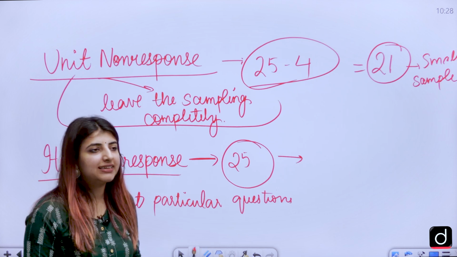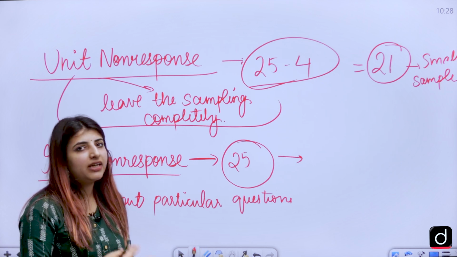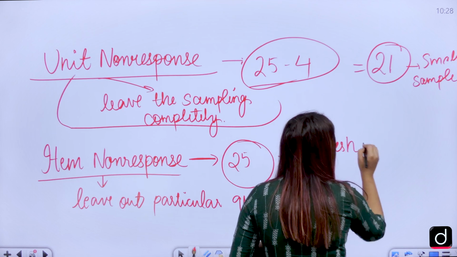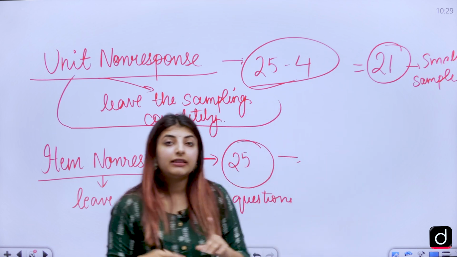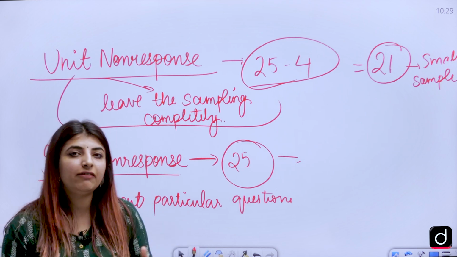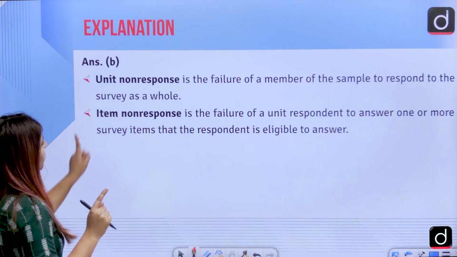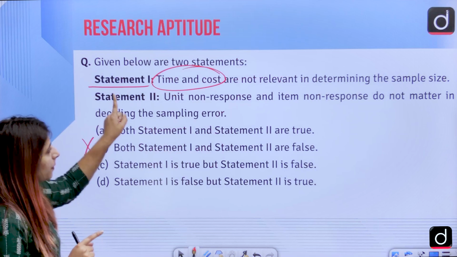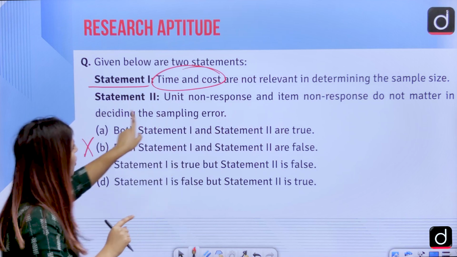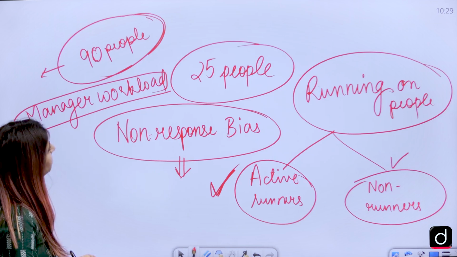For example, if someone is asking them what is your sex, male or female, they are not even answering that very question, even if my name is Rajesh, so the person will know that I am a male. So they are leaving those questions, which are important from a researcher's point of view, and this can lead to sampling error. Hence, unit non-response and item non-response matter when we talk about the sampling error which comes with the sampling.